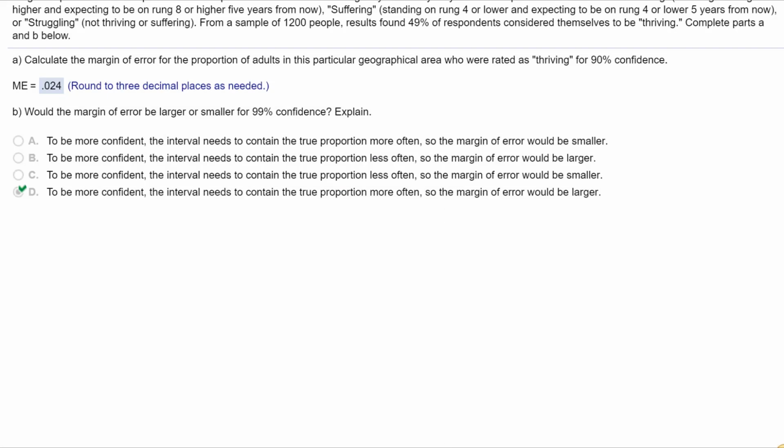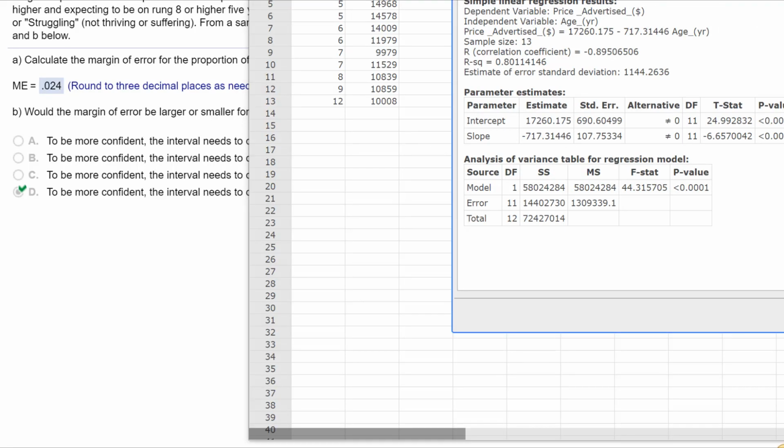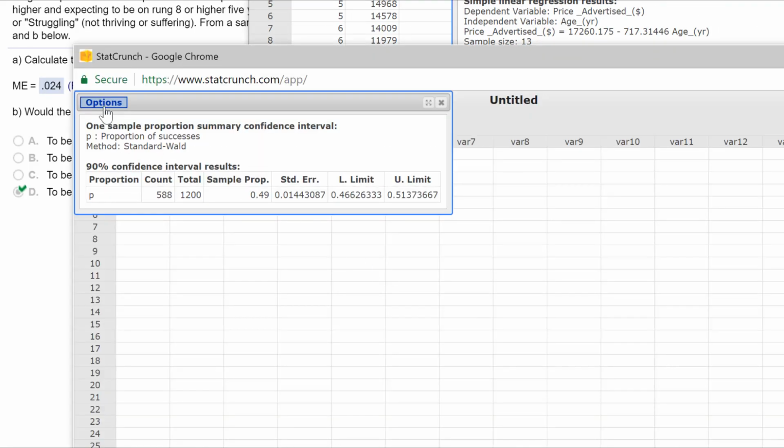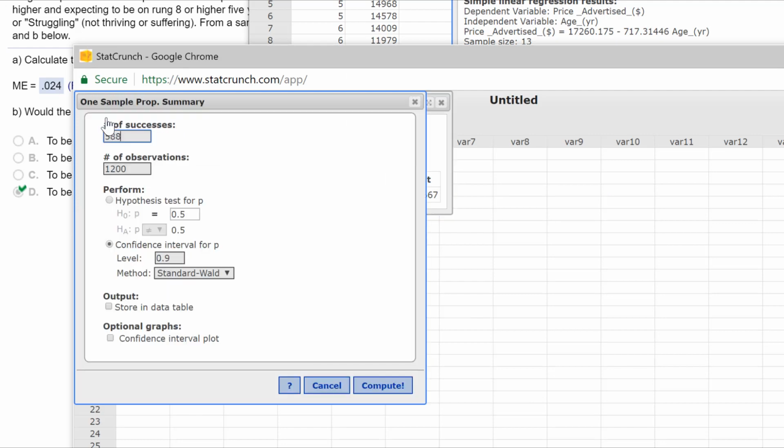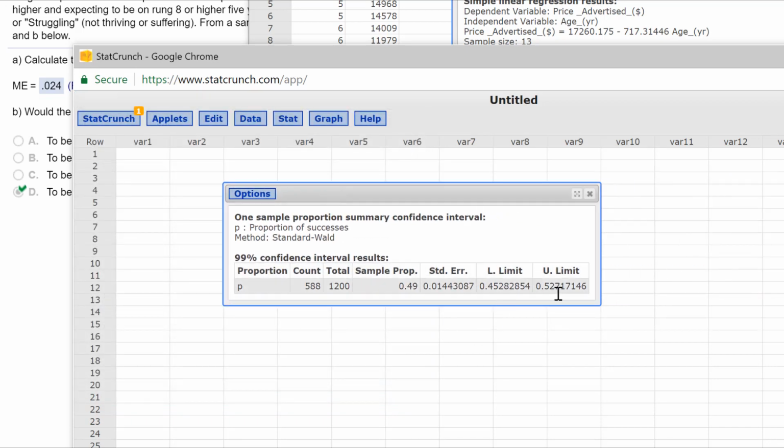And you could always run that. You can go back to StatCrunch, go up to Options, Edit, and change that to 99. Bring this back in, and we can see my interval all of a sudden got bigger. And I could compute the actual margin of error for that if I wanted to. Okay, so I hope that helps.